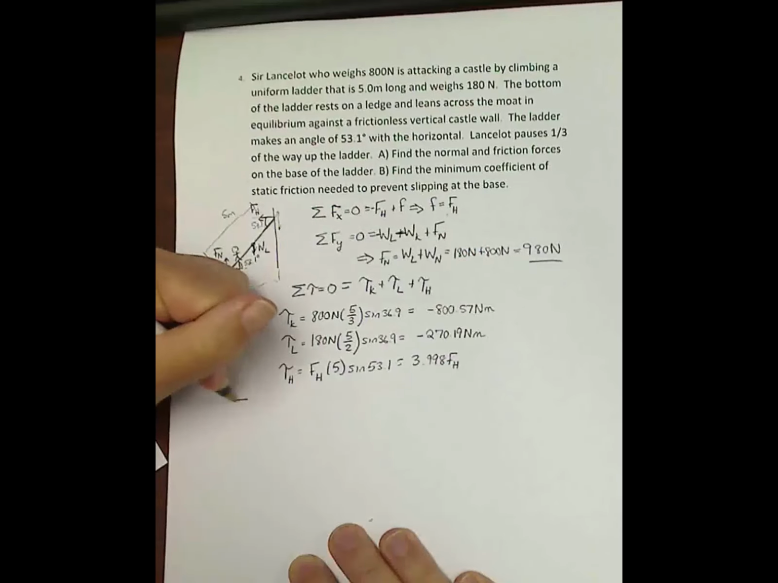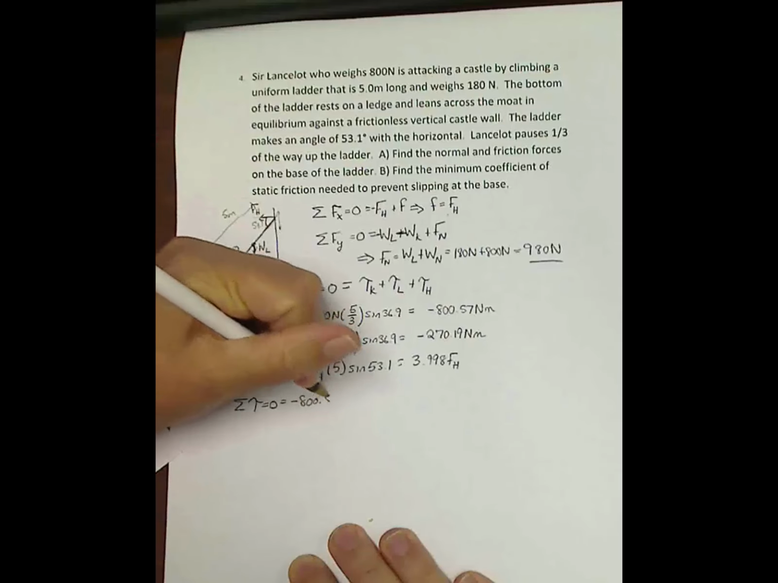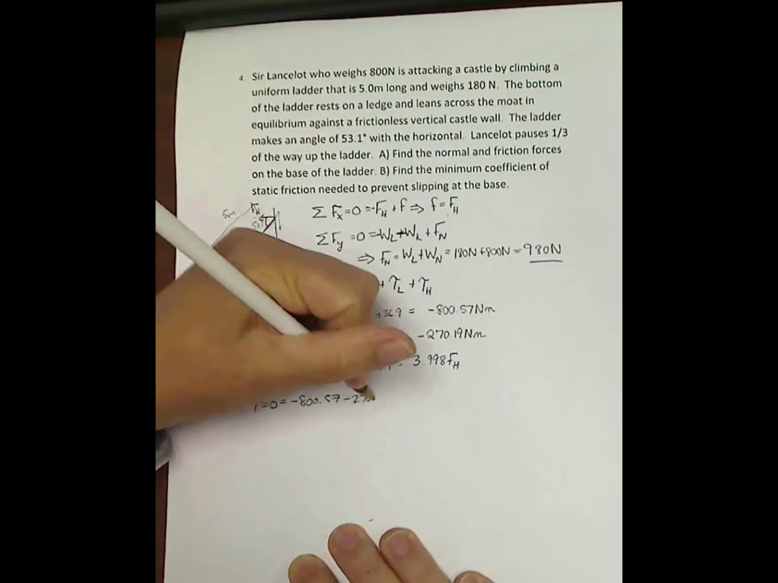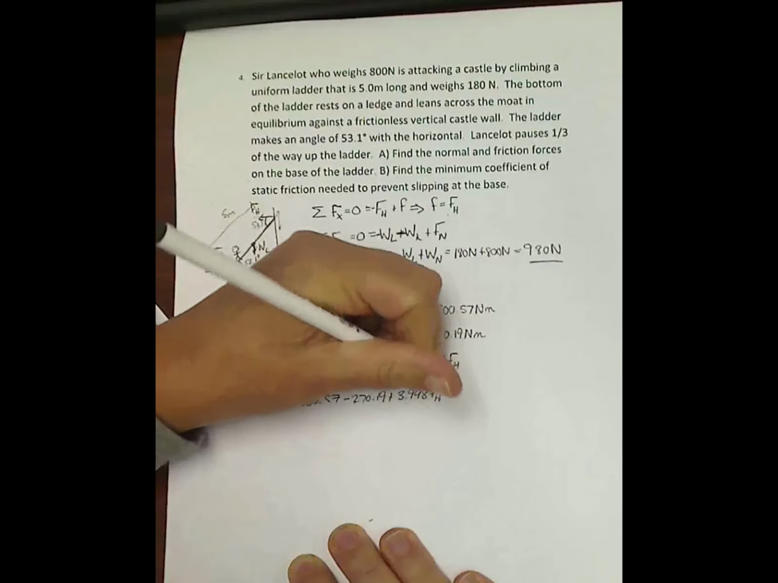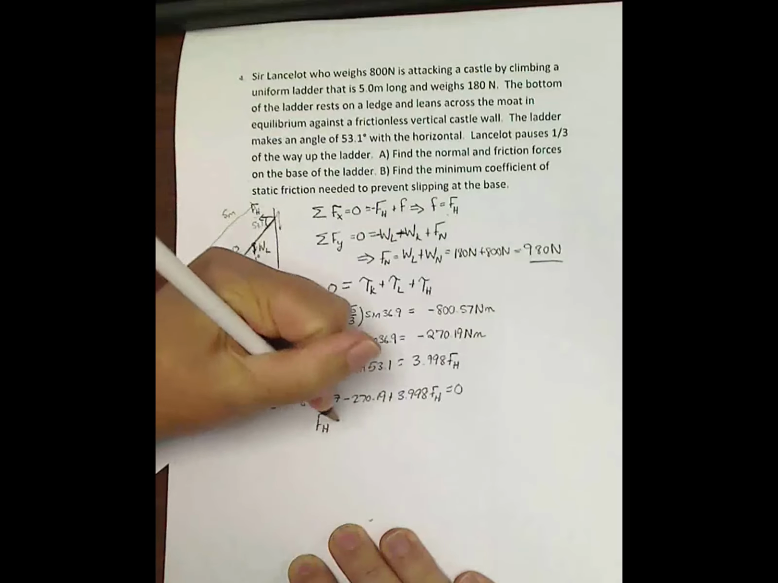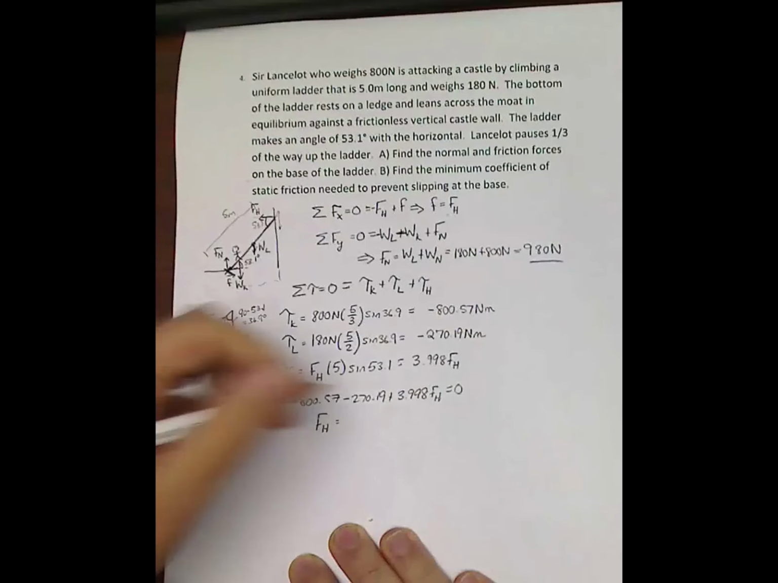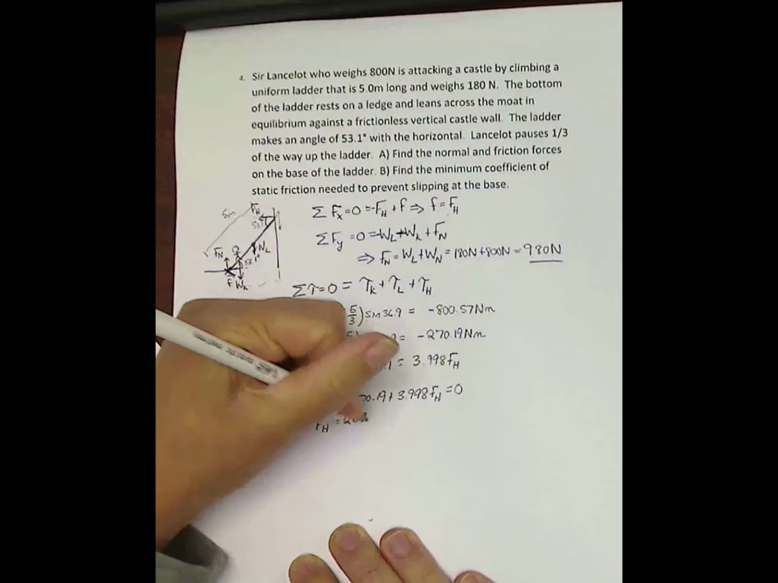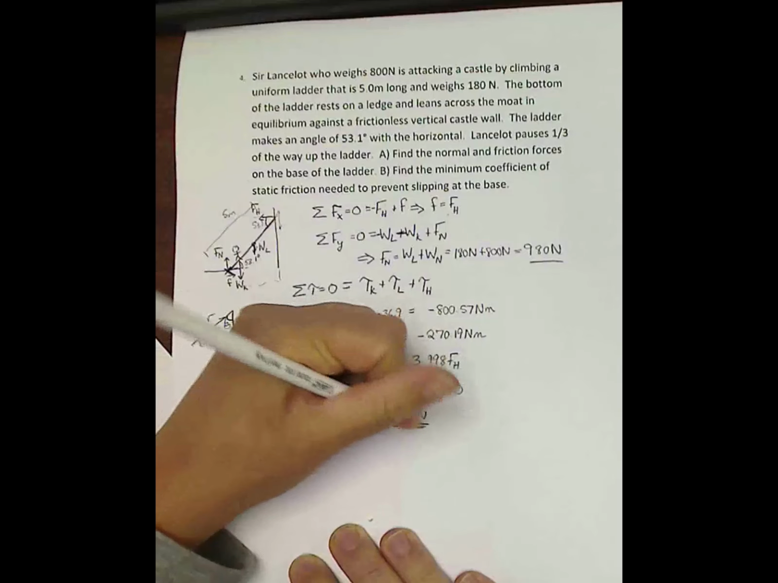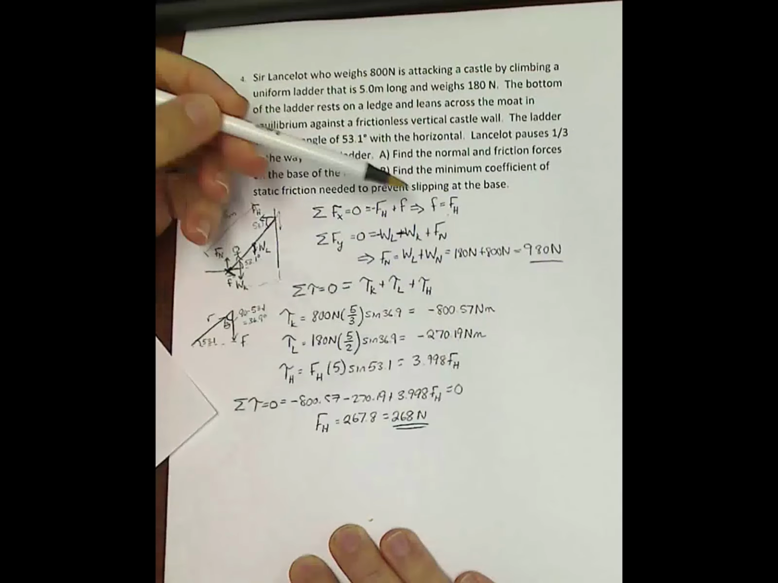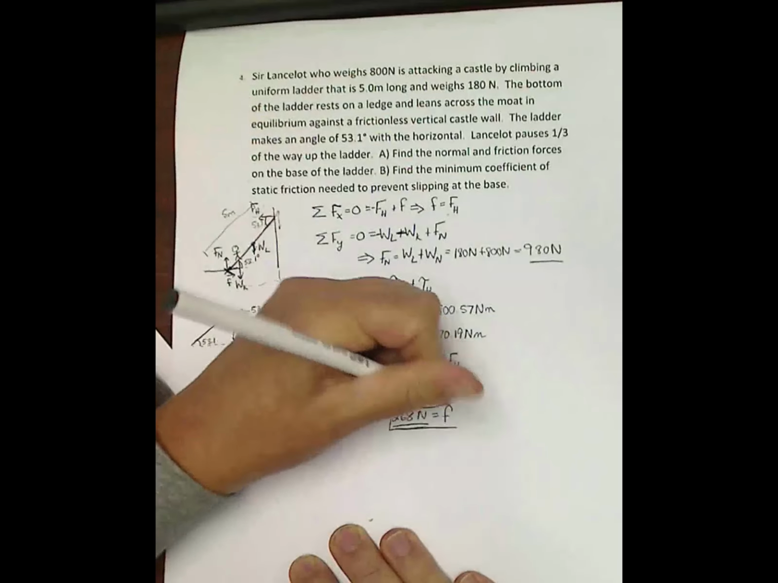And I want to add those all together and solve for FH. All right, so sum of the torques equals 0. So I get minus 800.57 minus 270.19 plus 3.998 FH is equal to 0. So that means FH is equal to, add up those two numbers, divide by 4 basically, I get 267.8 or 268 newtons. Okay, that's my horizontal force, and from this equation up here, it's also equal to the frictional force. So the frictional force is equal to that.